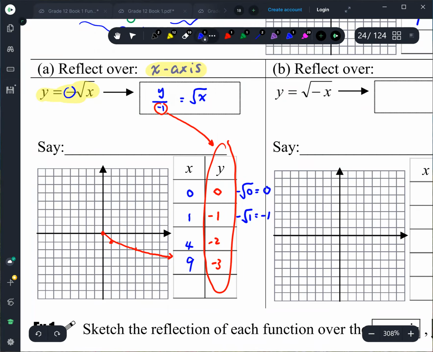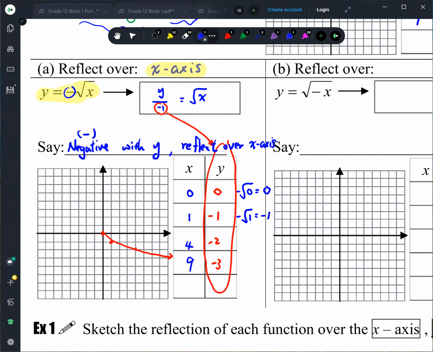Okay, so let's try it. Let's write that sentence down. Okay, negative, right? This is a negative with y, reflect over x-axis. Okay, because this sentence is very, very important, I would like everybody to turn on your mic right now and then repeat together, okay? So let's try it. We have a lot of people, I don't know what it will sound like. Okay, everyone, please turn on your mic.